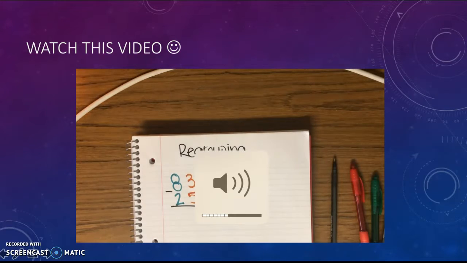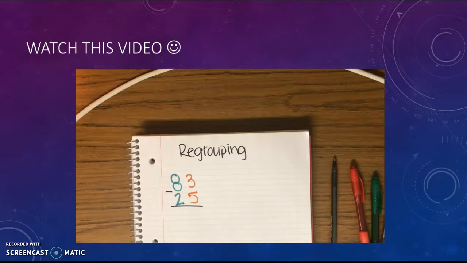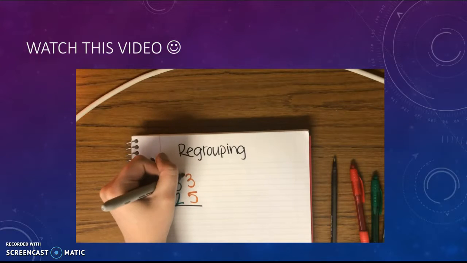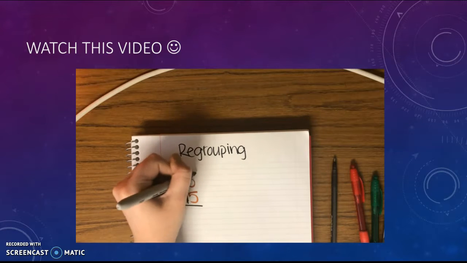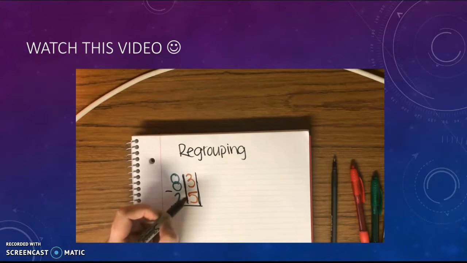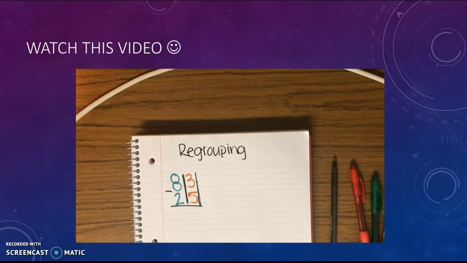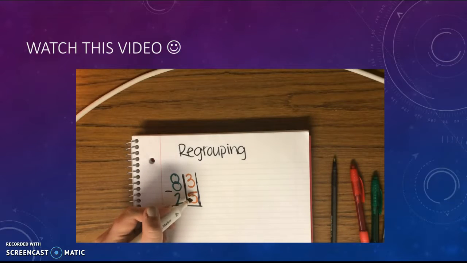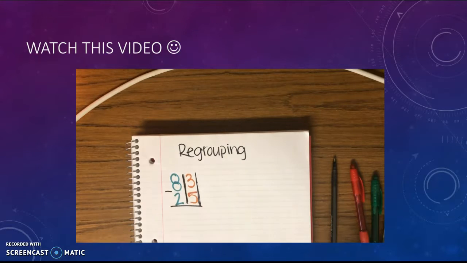So our first problem for regrouping with subtraction is 83 minus 25. The first thing you're going to do when looking to subtract is look at your ones place. The 3 and the 5. These two numbers are your ones place. So you can't take 5 ones from 3 ones because there's not enough ones in the 3 to take away 5.